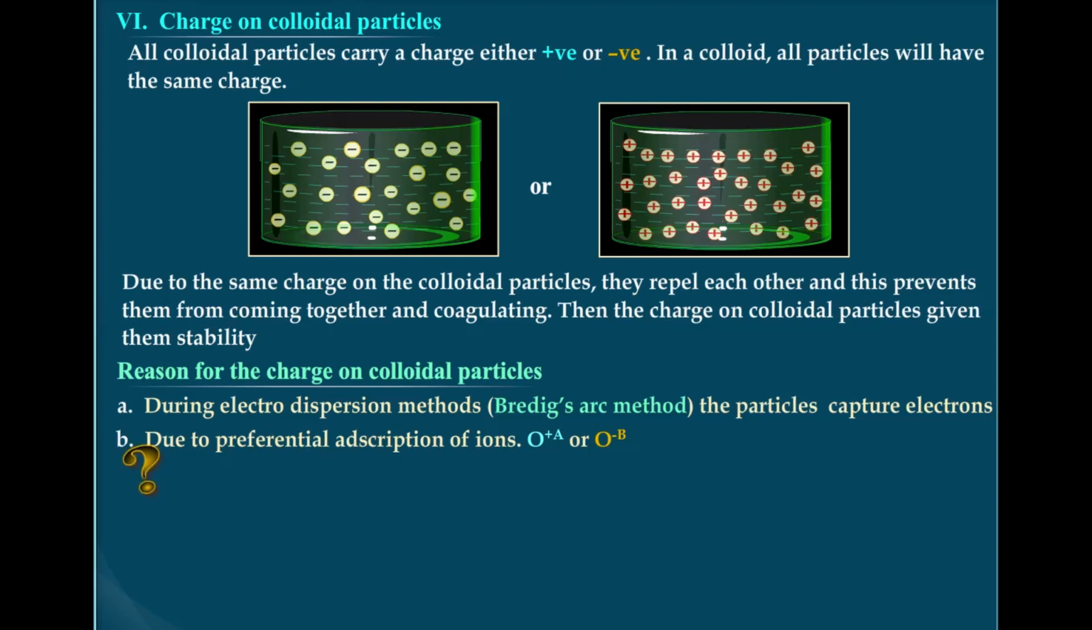Preferential adsorption means one ion will be common, and the common ion is adsorbed. As a result, the colloidal particles can acquire charge. So the second very important reason is the preferential adsorption of ions. An example is given in a textbook.